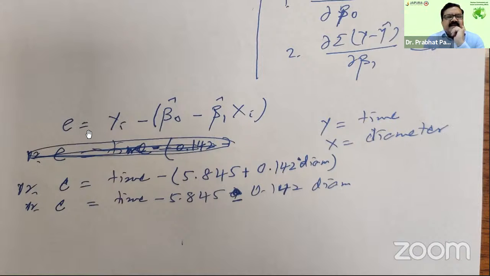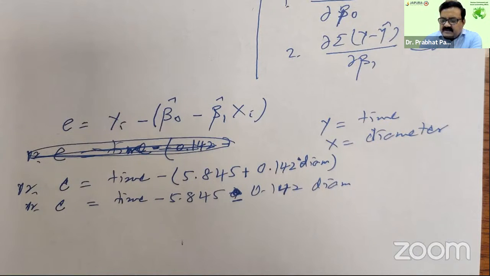So if you talk about the calculation of error in our case here, in this equation that we have estimated, where y was the time and x is the diameter. So we have taken this equation. y is the actual y, which has to be deducted from the estimated equation. The estimated equation was beta 0 minus beta 1 x. So here in our case, the error is going to be equal to time minus 5.845 plus 0.142 diameter, because this is the figure which we have got from the estimated figure.